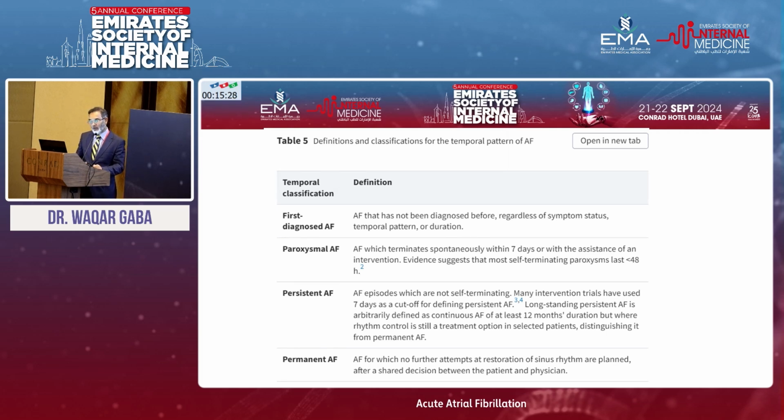fibrillation going on. Permanent is when you have done everything you could do to maintain the rhythm back to sinus rhythm, but you were not able to achieve it. So this is when you call it a permanent atrial fibrillation. These definitions are very important because keep in mind that I'll be talking about their management in the next few slides as well.